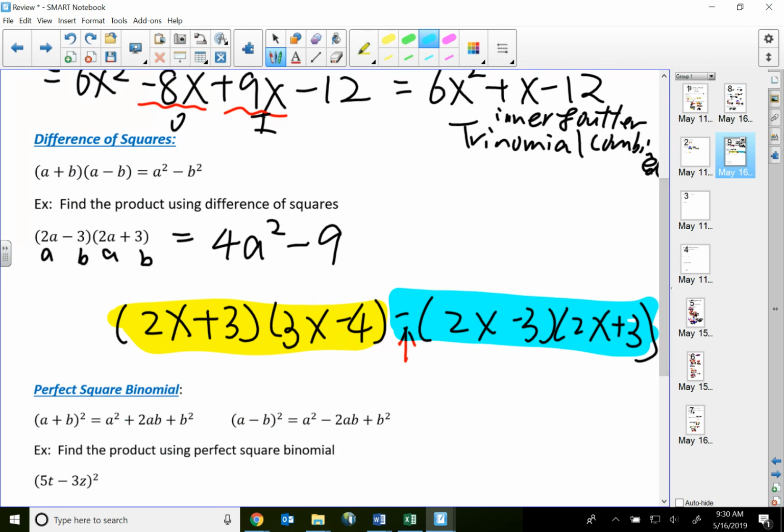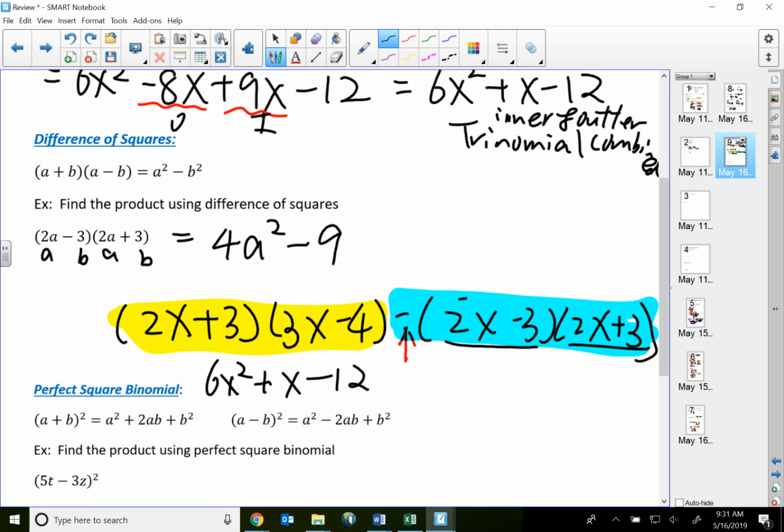So in that case, I can quickly recognize that, okay, the first term is the FOIL method. Without writing so many terms on the next line, I can say 2x times 3x, the first thing I do, is going to be 6x squared. The last thing I do is positive 3 times negative 4, which is negative 12. My inner and outer combined, negative 8x plus 9x, gives me positive 1x, right? Negative 8 plus 9.